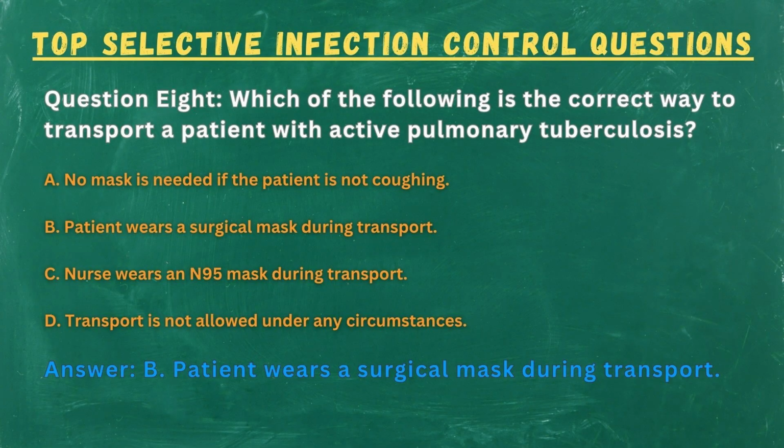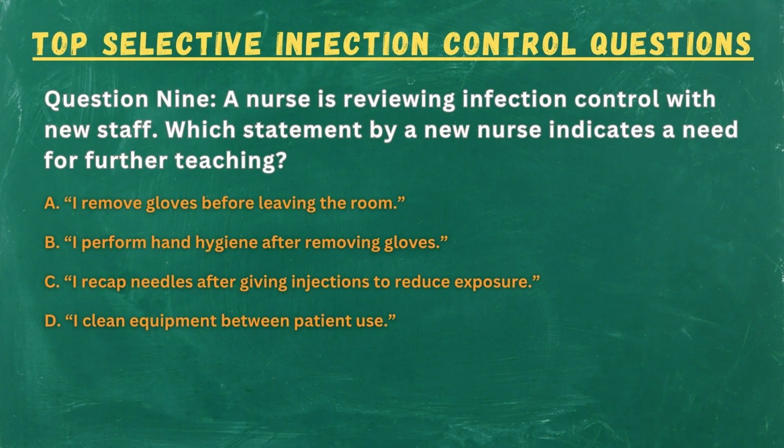Answer. B. Patient wears a surgical mask during transport. Question 9. A nurse is reviewing infection control with new staff. Which statement by a new nurse indicates a need for further teaching? A. I remove gloves before leaving the room. B. I perform hand hygiene after removing gloves. C. I recap needles after giving injections to reduce exposure. D. I clean equipment between patient use.